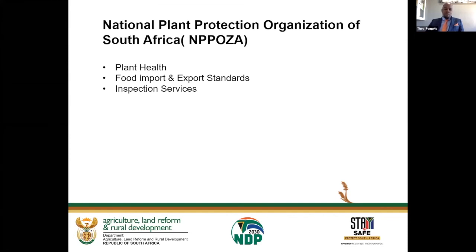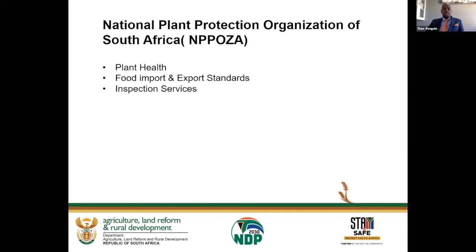Then we also have a Food Import Export Standards directorate. This directorate is responsible for issuing of import permits if there is a requirement or there is a need for any country to import into our country. Then we've got the Inspection Services. This directorate is the implementation directorate that carries out all the import inspection and export inspection.